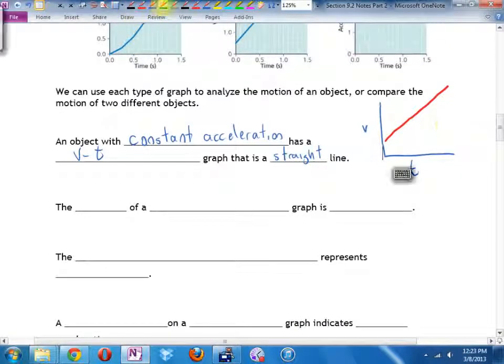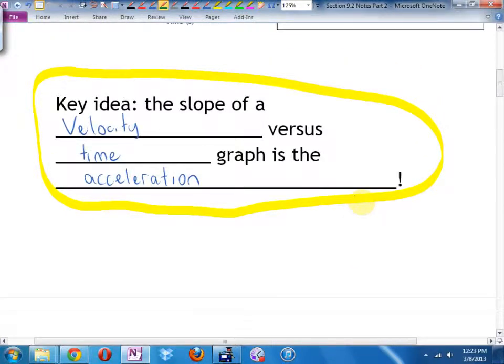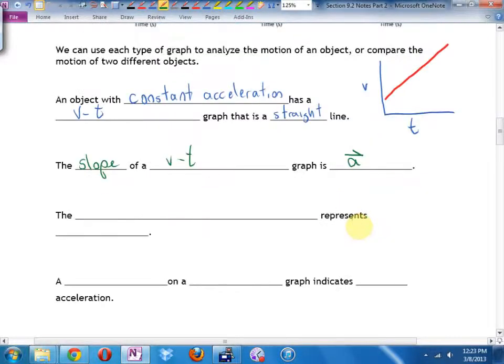Remember, key idea, the slope of a VT graph, of a velocity time graph, what are we saying the slope of a velocity time graph is? Key idea, what's the slope of a velocity time graph? Acceleration. Okay.